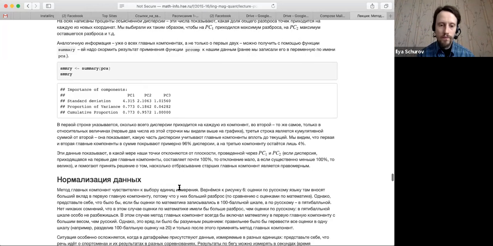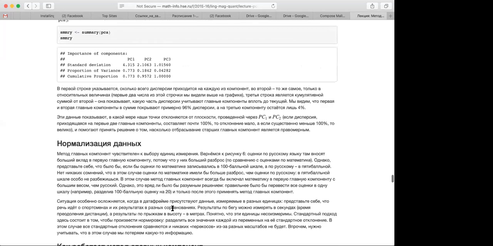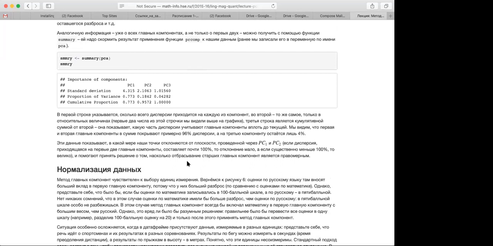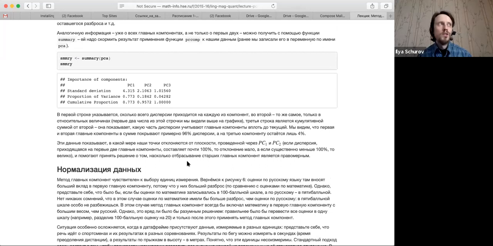Okay. That's really cool. And if we have a lot of dimensions, when we try to decrease the dimensionality of our variables, won't we lose too much information? Well, of course it is possible. This is not a universal solution.